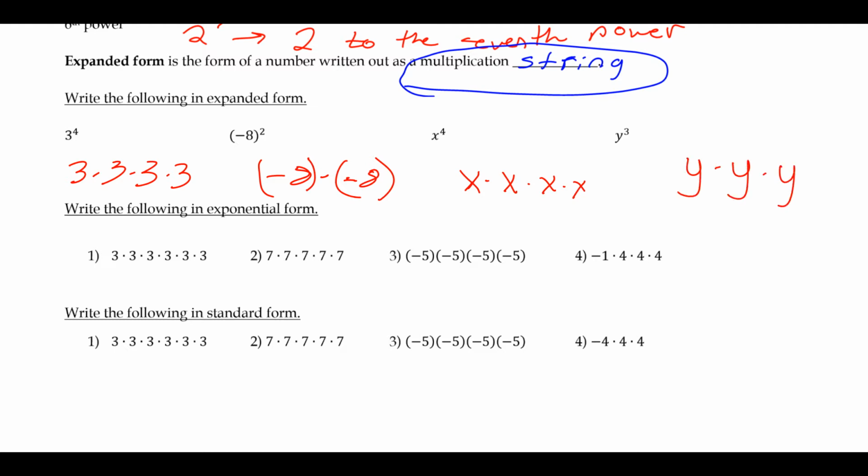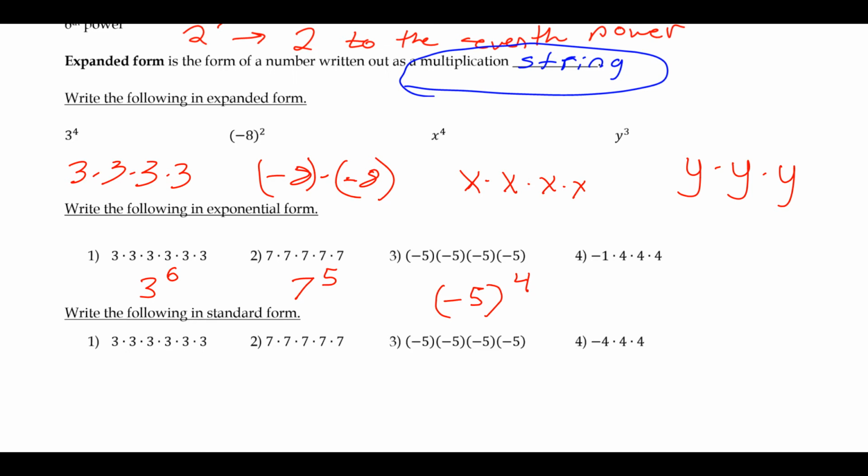The next one, write each of these in exponential form. Here you've got to count up how many you have. So I have 6 3's, so it would be 3 to the 6th. Here I have 5 7's, so it would be 7 to the 5th. Down here I have 4 negative 5's. Now this is key. You need to have the negative 5 in parentheses, because that's what you're multiplying together there.